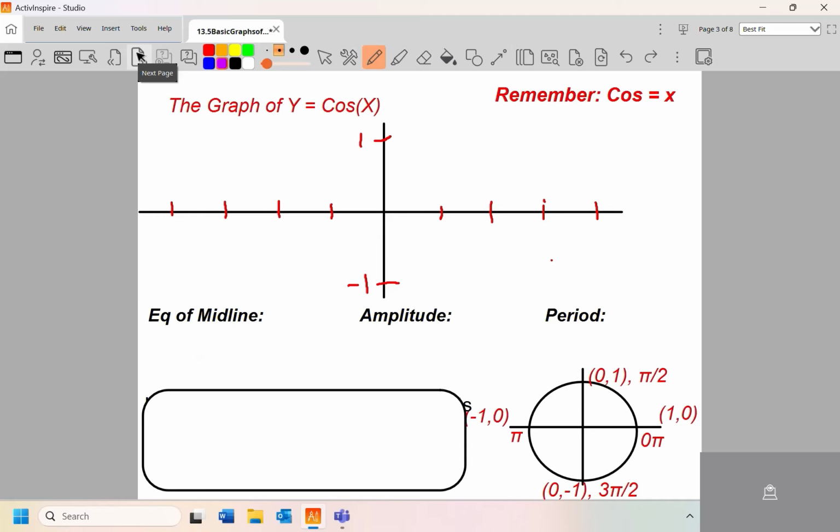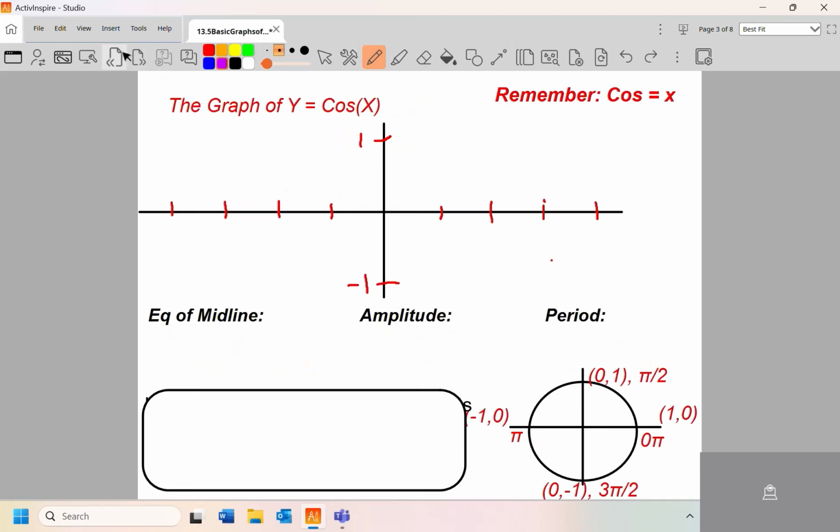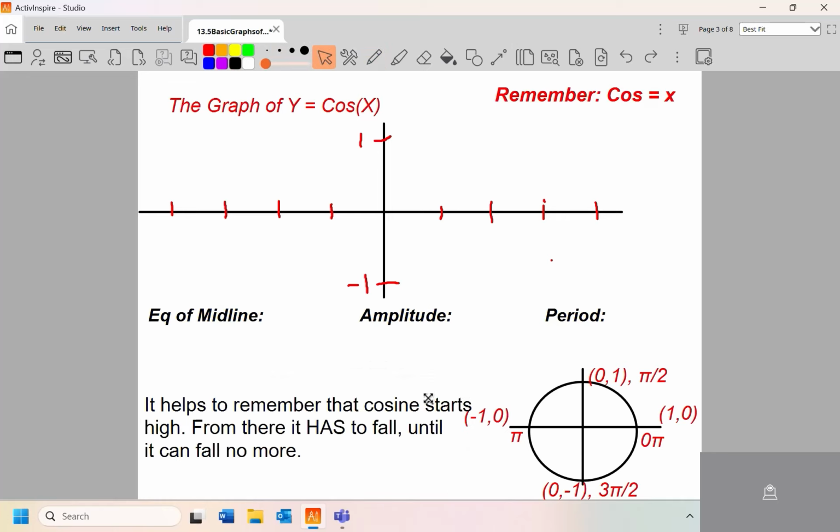Here comes cosine. And cosine is going to be very, very similar, except instead of looking at y values, we're going to be looking at x values. And cosine does start high, and then it has to fall. We're going to key out using the same 5-point technique. 0 to 2 pi. Half of 2 pi is pi. Half of 0 and pi, or smack dab in the middle, pi over 2, and then 3 pi over 2.